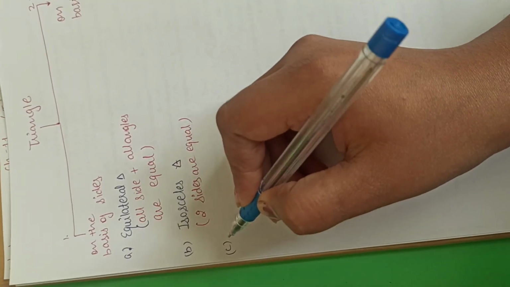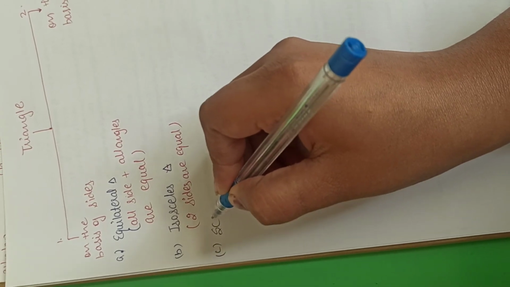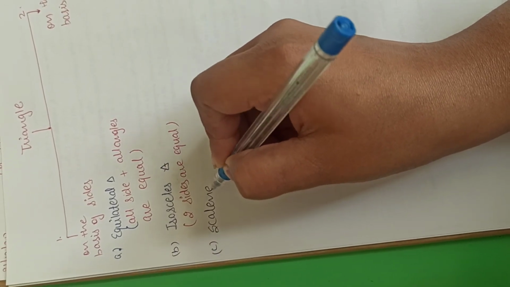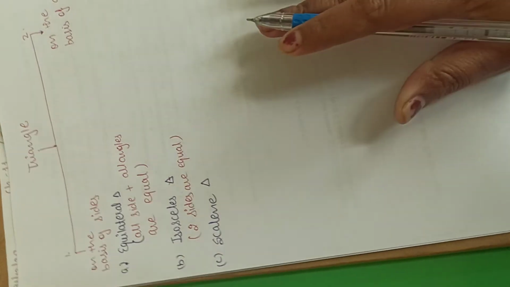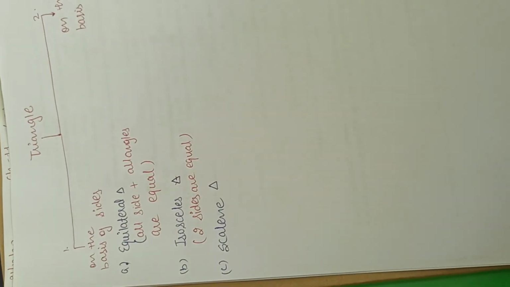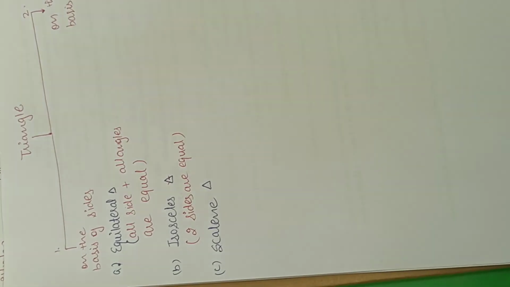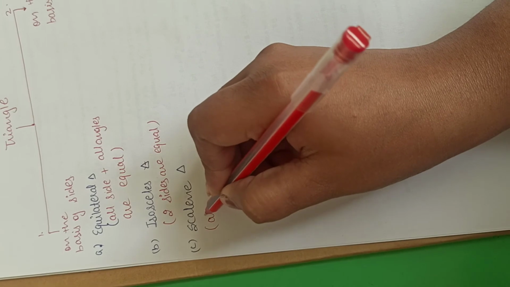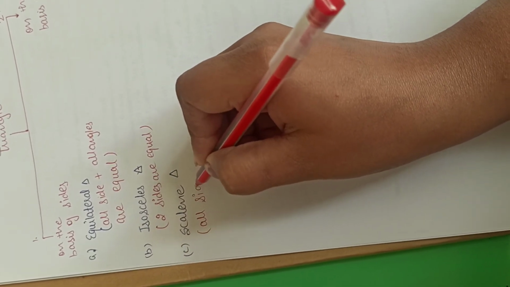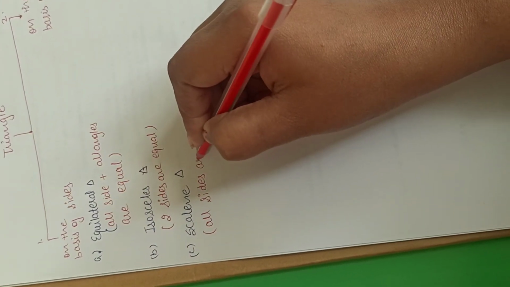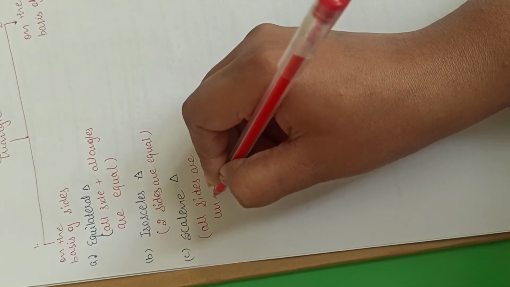After this, the next and the last part of this is scalene triangle. Last one is scalene triangle. And what is there in a scalene triangle, child? None of its sides is equal, or you can say all sides are unequal.